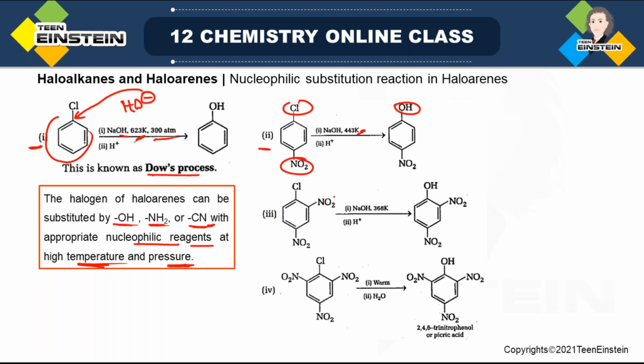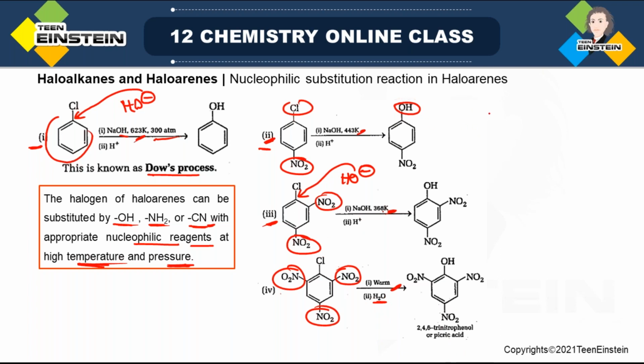In the third equation, another electron withdrawing group is there. So compared to equation 2, in equation 3 the temperature is 368. That means now the ring is more deactivated, so the approach of HO minus towards this carbon containing chlorine will be a very facile process. And when there are 3 NO2 groups, simply warming it with water will work. Even without using any base, water will work. Then also we can replace Cl with OH.